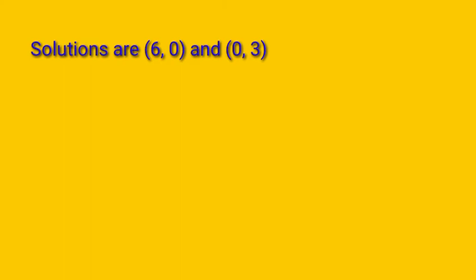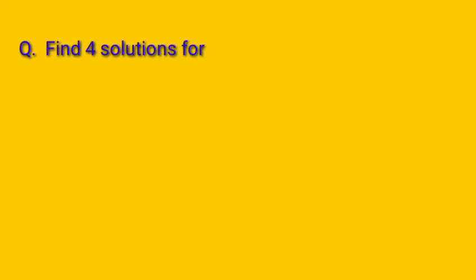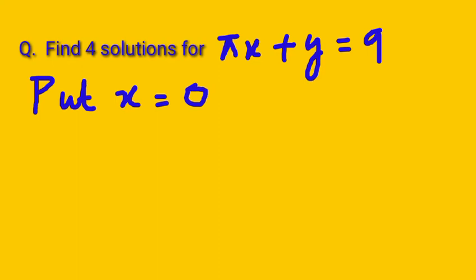Next question is find four solutions for the equation pi x plus y is equal to 9. We have to find out the four solutions. Let us find. First we can put x is equal to 0. When we put x is equal to 0, we get y is equal to 9. So one solution is (0, 9).